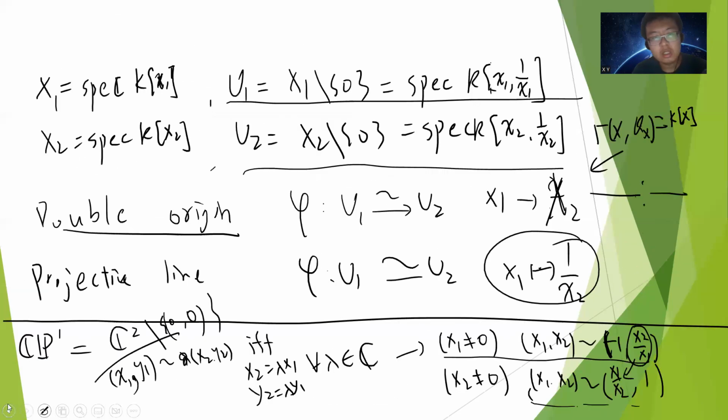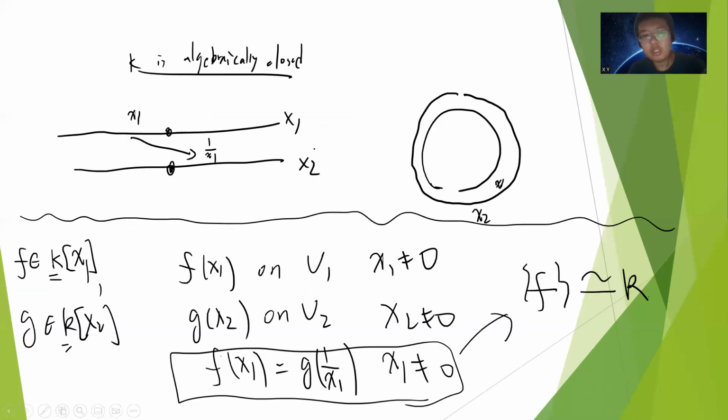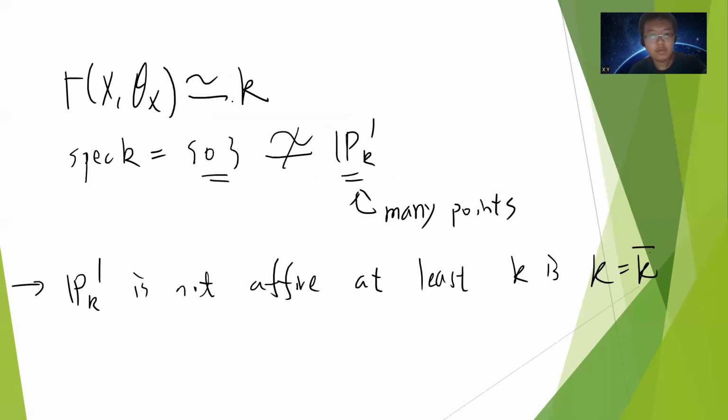This is the same strategy that we used to prove that the double origin is not affine. But in this case it is very simple, because we just get k, right? So for k at least algebraically closed, this proof is very straightforward.